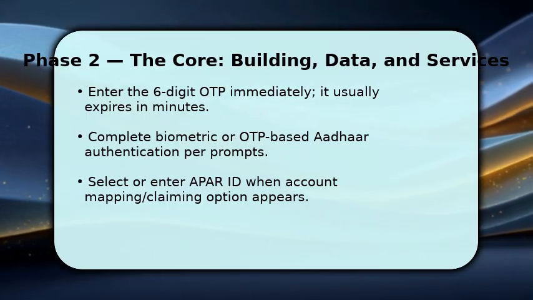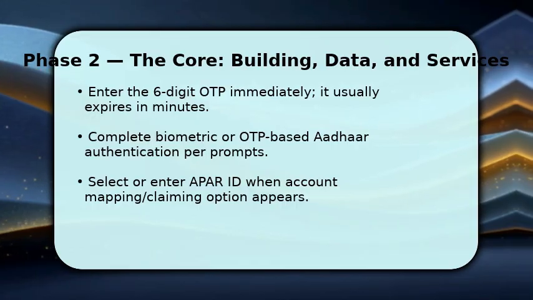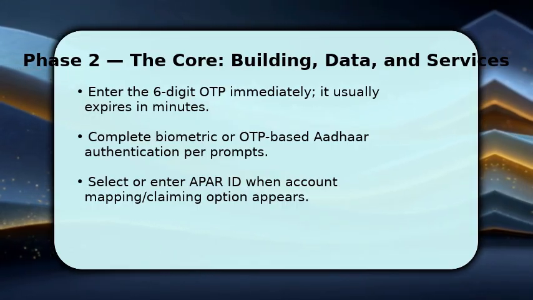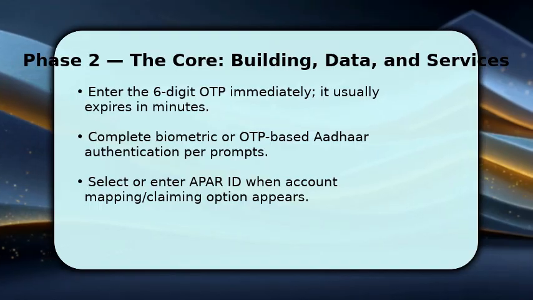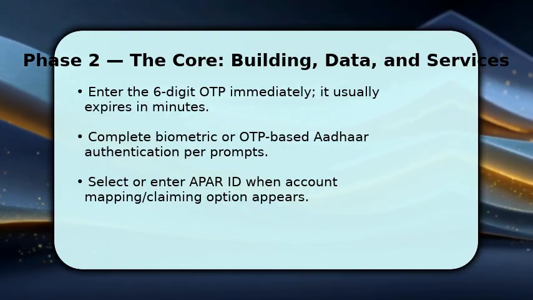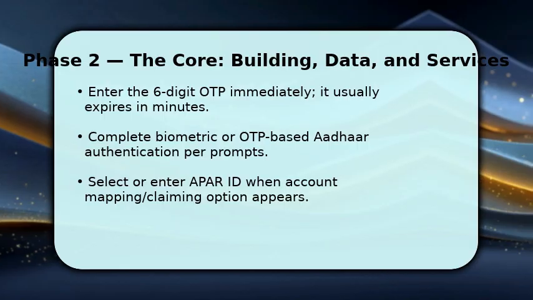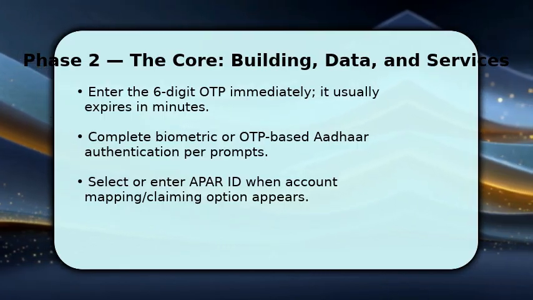After OTP validation, follow the Aadhaar authentication prompts. Allow biometrics if asked, or confirm the OTP method shown. You will see an account mapping screen. This is where you select or manually enter your Apar ID to link records.